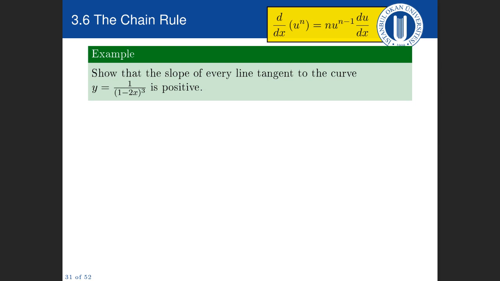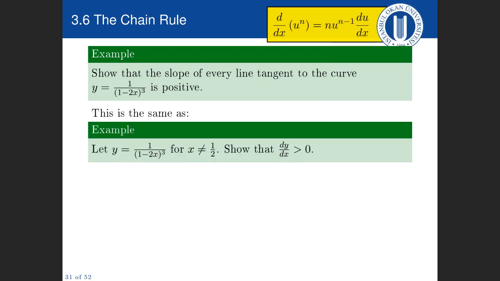Another example. Show that the slope of every line tangent to the curve y is equal to 1 over 1 minus 2x cubed is positive. Now, this is the same as this question. Let y be 1 over 1 minus 2x cubed, as long as x is not equal to a half. Show that dy dx is always strictly positive.